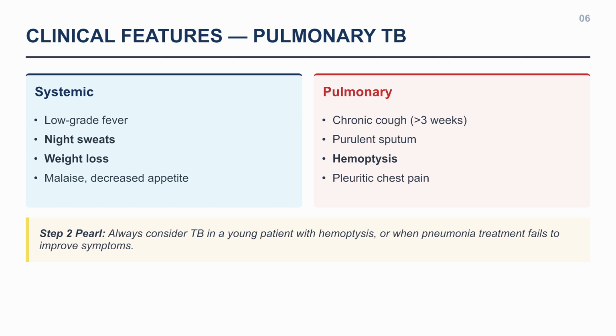Clinical features of pulmonary TB fall into 2 categories. Systemic symptoms include low-grade fever, night sweats, unintentional weight loss, malaise, and decreased appetite. Pulmonary symptoms include chronic cough lasting more than 3 weeks, purulent sputum, hemoptysis, and pleuritic chest pain. Physical exam findings are nonspecific. Step 2 Pearl. Always consider TB in a young patient presenting with hemoptysis, or when a pneumonia fails to improve with standard antibiotics. The chronicity separates TB from typical bacterial pneumonia.